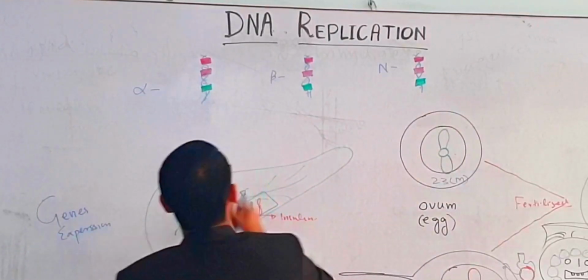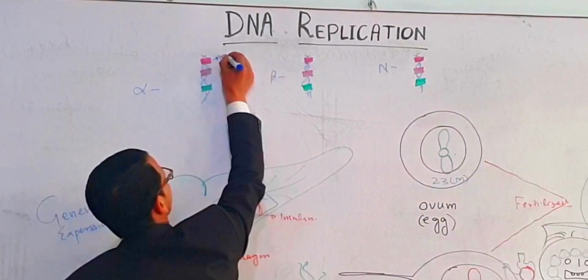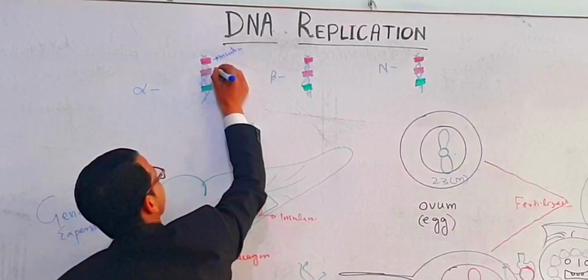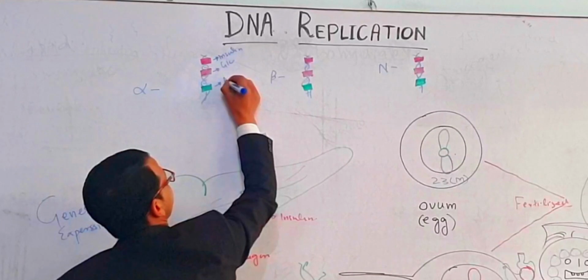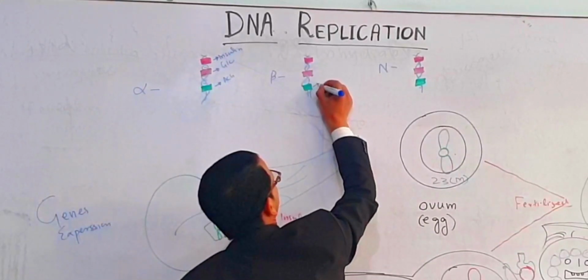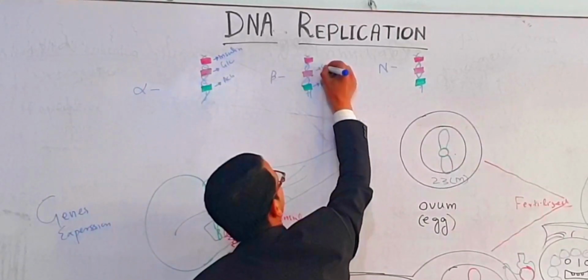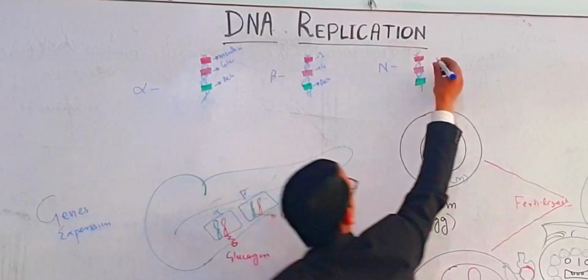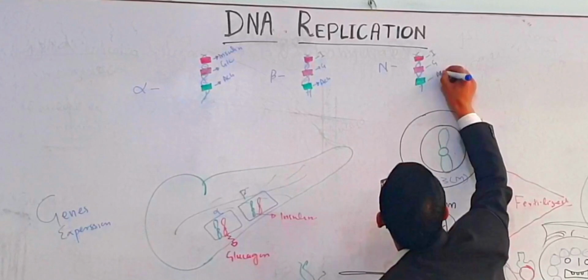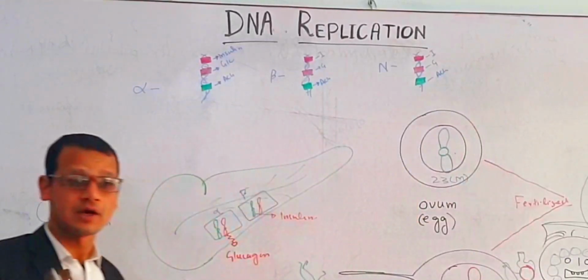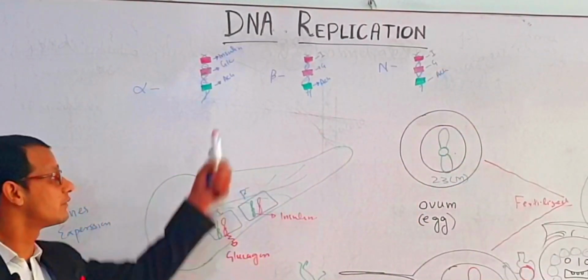For example, this is the gene for insulin. This is for glucagon. This is for acetylcholine. Here, this is for acetylcholine. This is for glucagon. This is for insulin. Here, this is for insulin, glucagon, and acetylcholine. Right? All the cells, all the DNA, have these genes.